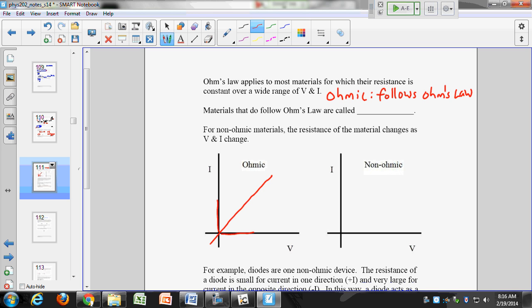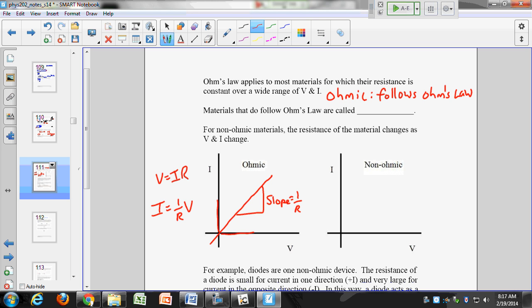Right? Let's see. So I know that V is equal to IR. So if I rewrite this equation, I get I is equal to 1 over R times V. So what is the slope of this line represented by? I did this 2 labs ago. Right, so the slope of this line is equal to 1 over R. I should have done that in lab.